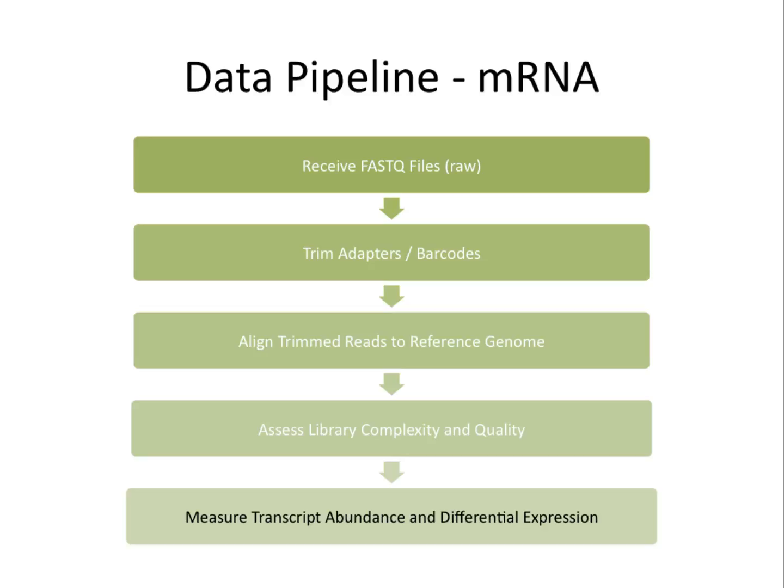Because your samples were multiplexed with adapters and barcodes, they need to be trimmed so that the adapters do not cause significant mismatches in alignment to the reference genome. Aligning reads to the reference genome is the way one identifies to which gene a transcript read belongs.